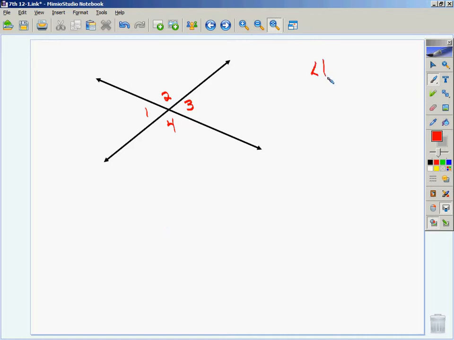Angle 1 and angle 3 are opposite of each other. Everybody see that? So angle 1 and angle 3 are vertical. Okay? What's vertical of angle 2? Angle 4. Angle 4.